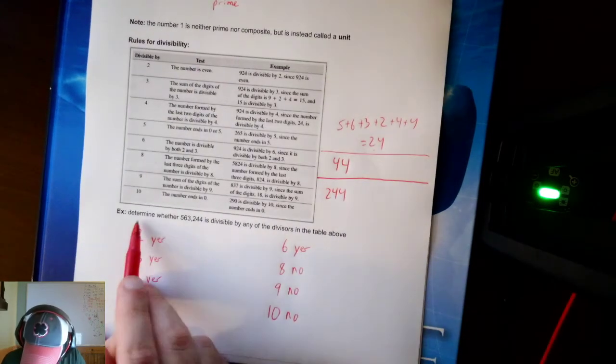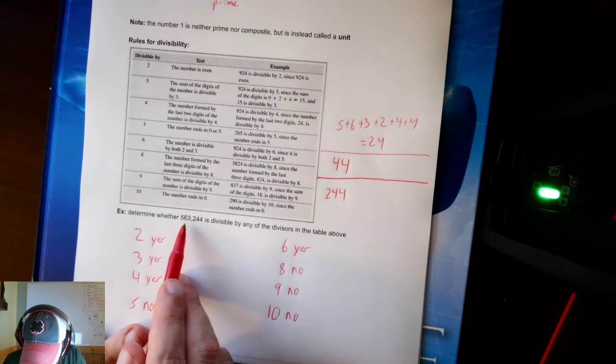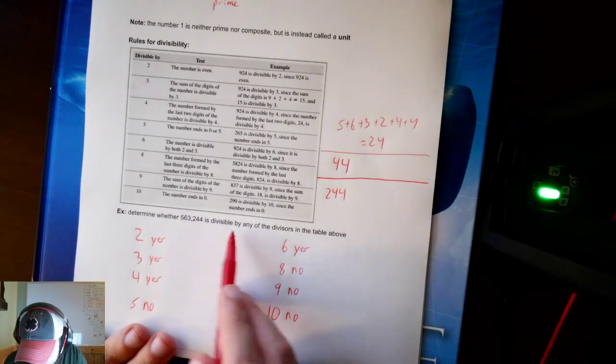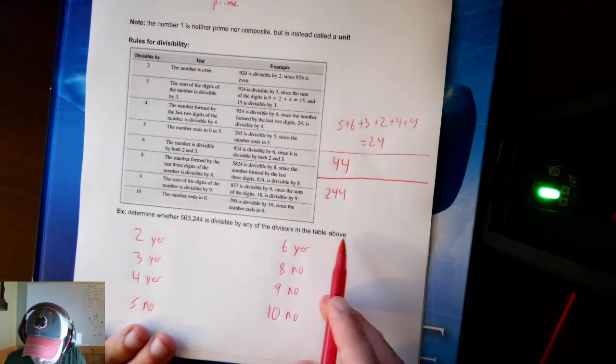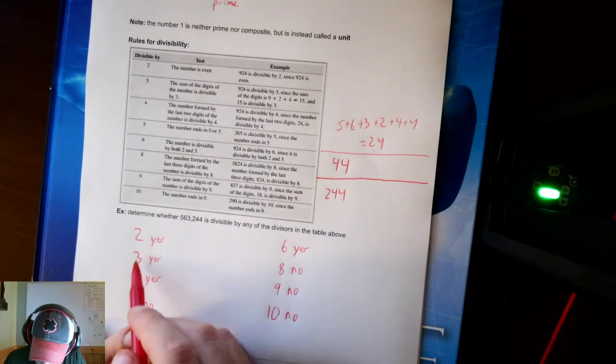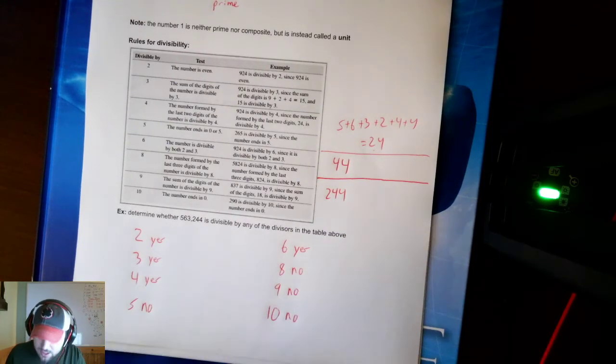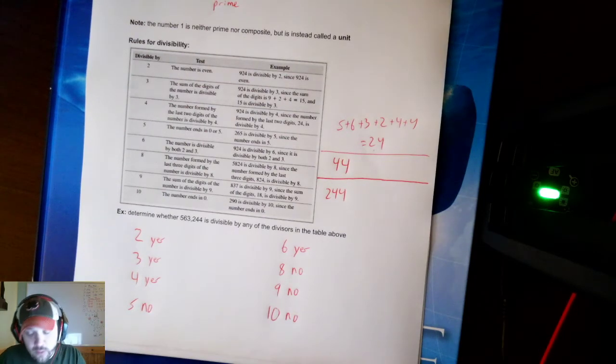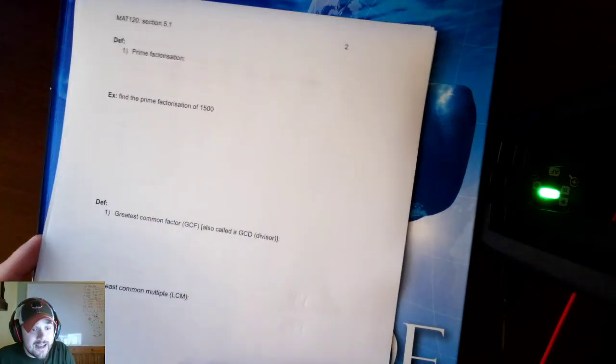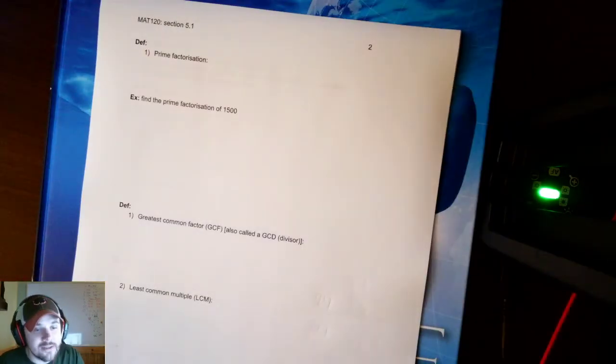So, determine whether 563,244 is divisible by any of the numbers in the table above. It's divisible by 2, 3, 4, 6, and that's it. So we checked each one. These will help save us some time when we talk about the next topic, and that's prime factorization. It will be a lot quicker for us if we're able to quickly determine if certain numbers divide other numbers.